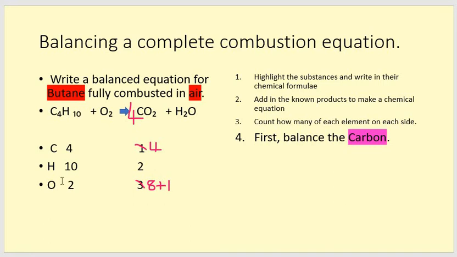Remember, you pause the video as you write these out in your books, and as well as writing the equation, write out the steps because you're going to use the steps when you do your own equations later on.